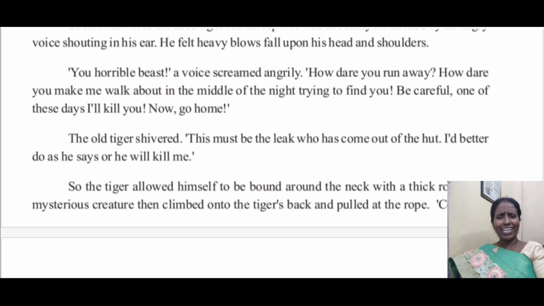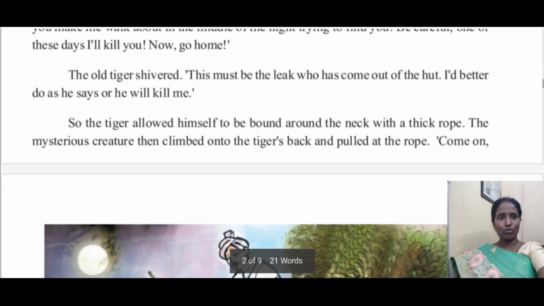Actually, this old tiger need not fear at all. He is the king of the forest. He is very strong. But he had this fear of the leek. That woman had told that the tiger is better than the leek. So this thing was in the tiger's mind. So he thought, oh, this is the leek. That is why he is coming and beating me. So he allowed that voice or that person to beat him and to scold him.